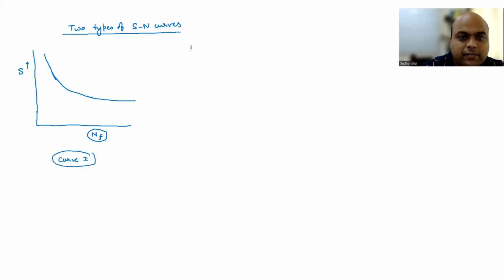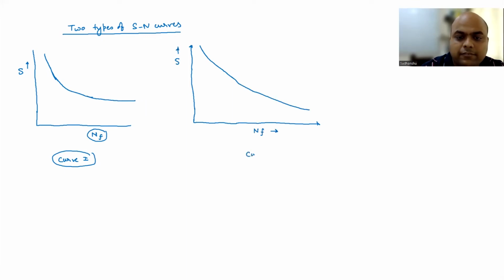Another one is it continuously goes down as you decrease the stress. So it doesn't become a plateau. Something like this. Okay. So this is, say, curve 2.